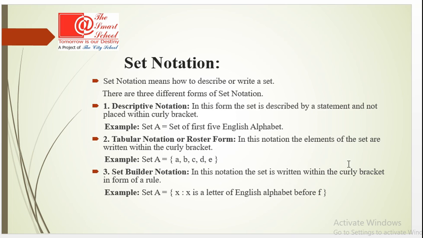So these are 3 types of set notation. You must have noticed that all the 3 sets are the same: the set of first 5 English alphabet, set A is {A, B, C, D, E}, and the English alphabet before F. So they are exactly the same sets but written in 3 different forms. Now we will come to the types of sets.